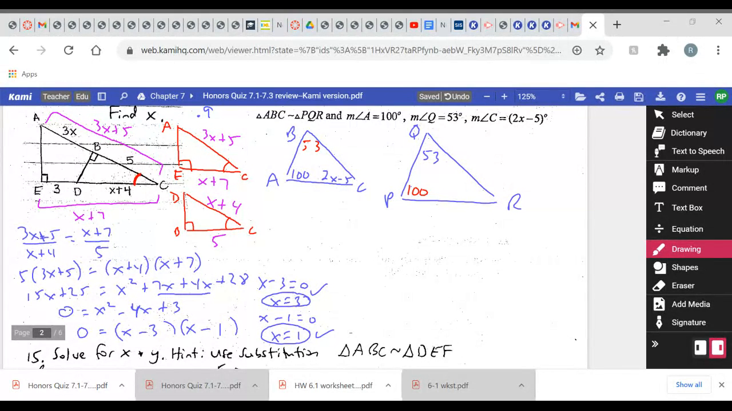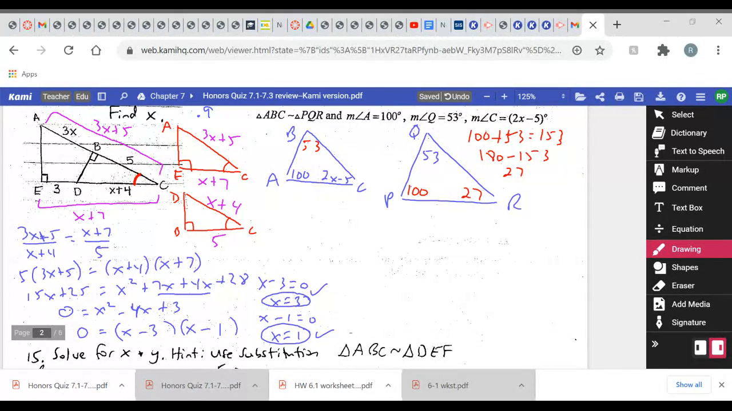But another thing that will help me is to figure out what R is. If I know 153, I get 153. If I subtract 180 minus 153, then angle R ends up being 27. So if I put that in, that's going to be a little more helpful to me because now I need to solve for x, which is what the directions are asking me to do.